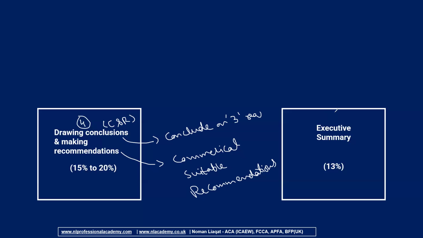And last but not the least, we have the executive summary that contains approximately 13%, and CNR, its percentage was 15 to 20% as well. Approximately 13% is for the executive summary. I explained earlier, executive summary means a brief of all 3 requirements. So these are the 5 skills that are important for passing your case study exam. Now let's move forward.